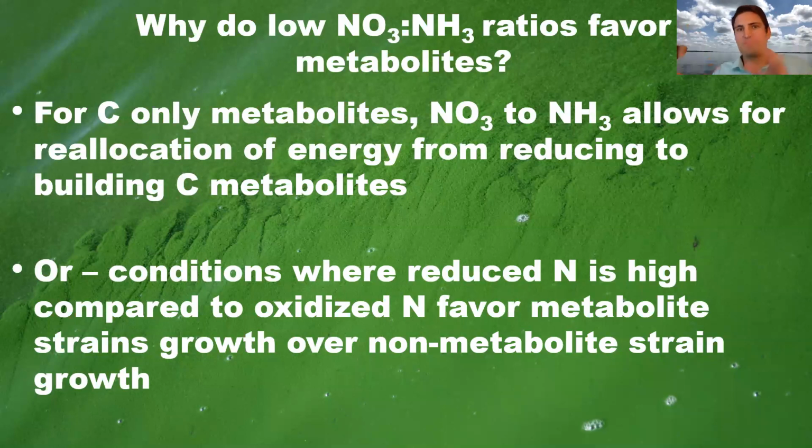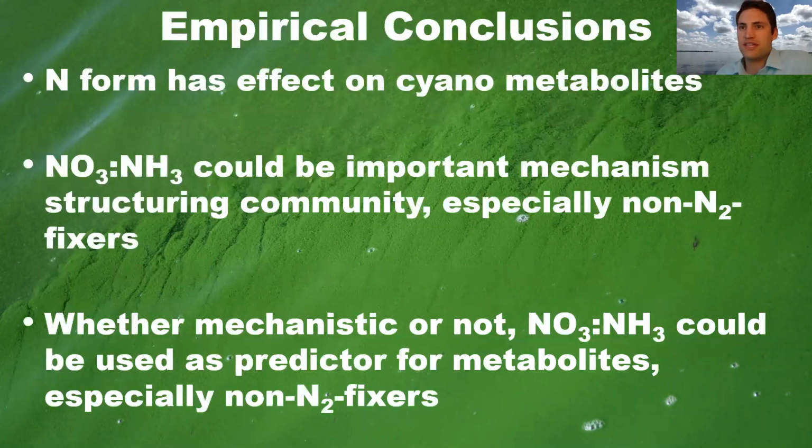But the summary conclusion from this part, this empirical study, was that it looked like nitrogen form really had an effect on cyanobacteria, but also on the metabolites. That ratio of nitrate to ammonia could be an important structuring mechanism.